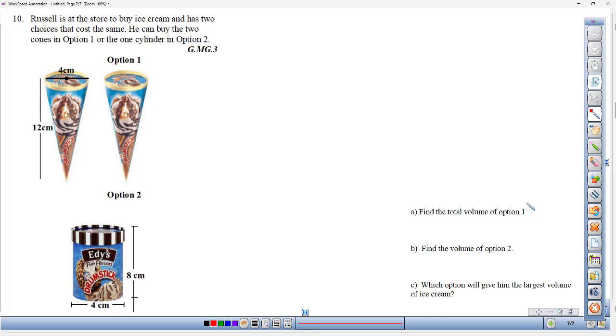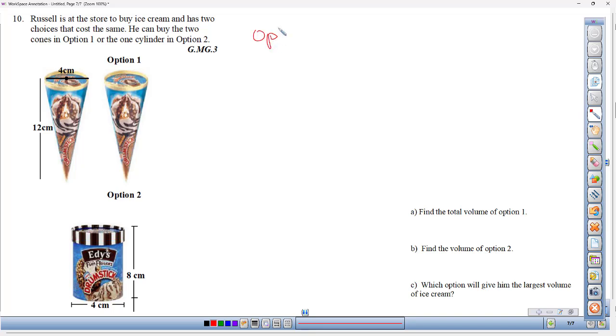All right, number 10 tells us this guy's at the store to buy some ice cream, and he has two choices that cost the same. He can buy 2 cones in option 1, or he can buy 1 cylinder in option 2. And we need to find the total volume. What do they mean by total? Do you realize that we've got 2 of them that are the same volume? So I should calculate 1 of them and then double it. And then on option 2, there's just the 1. So when I get the volume of just this one, that will be the amount of ice cream.